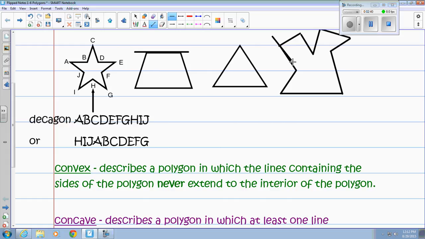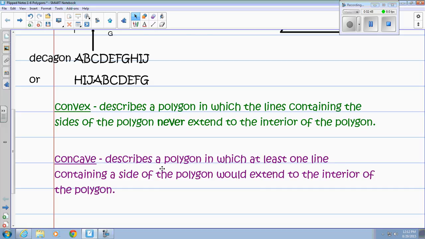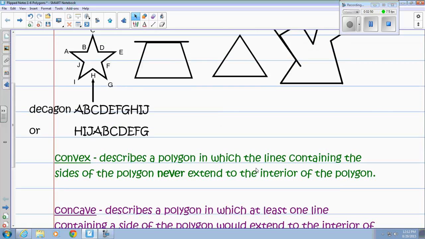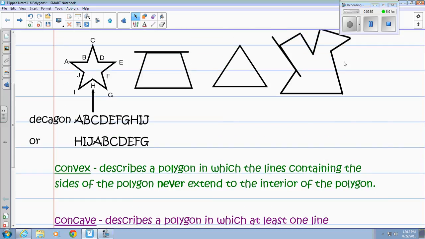Whereas this polygon right here, if I were to extend this side, do you see how it extends into the polygon itself? So that would be an example of a concave polygon, or a polygon in which there are kind of dents or caves in. So please, under the definition of convex and concave, give an example picture of one of each. So these would be the two concave ones, and these would be the two convex ones if you wanted to use one of mine.